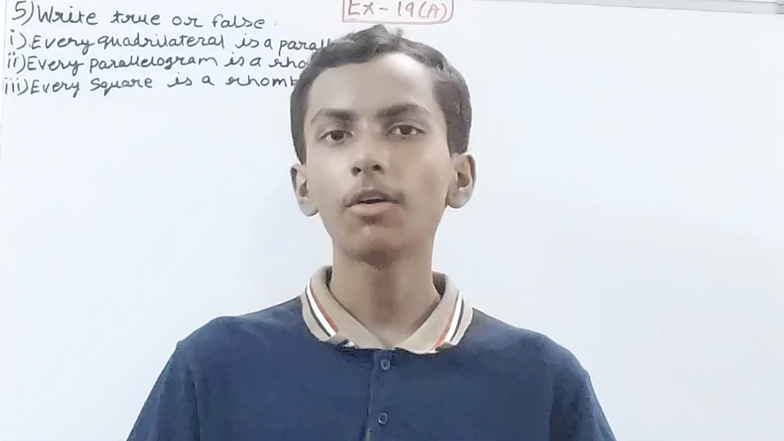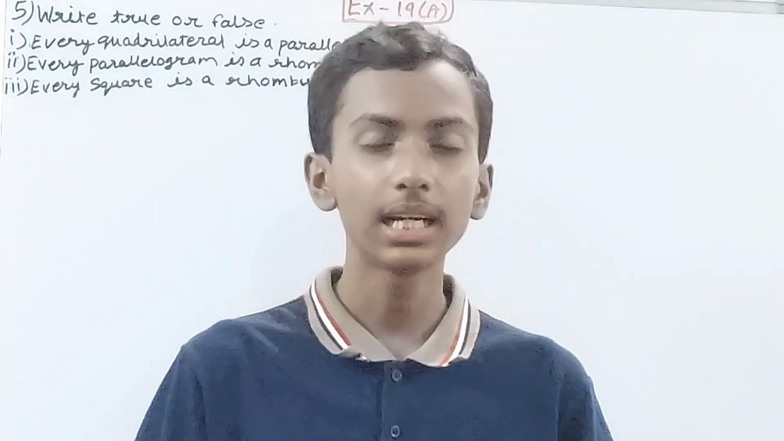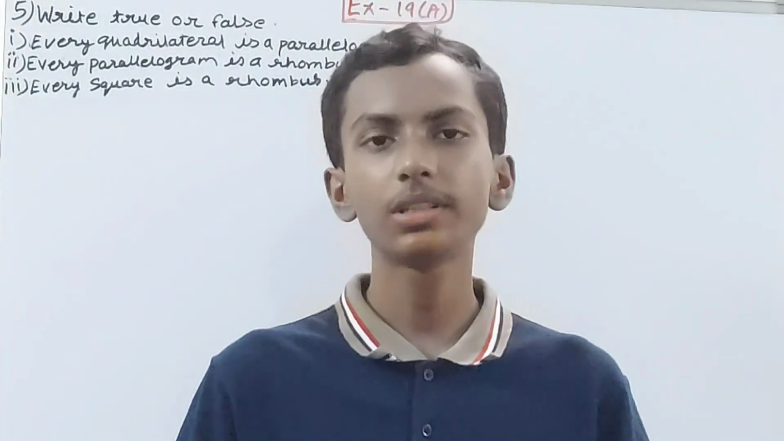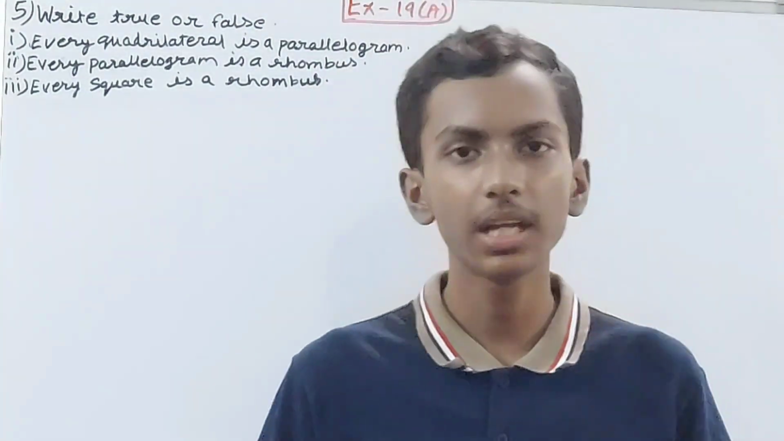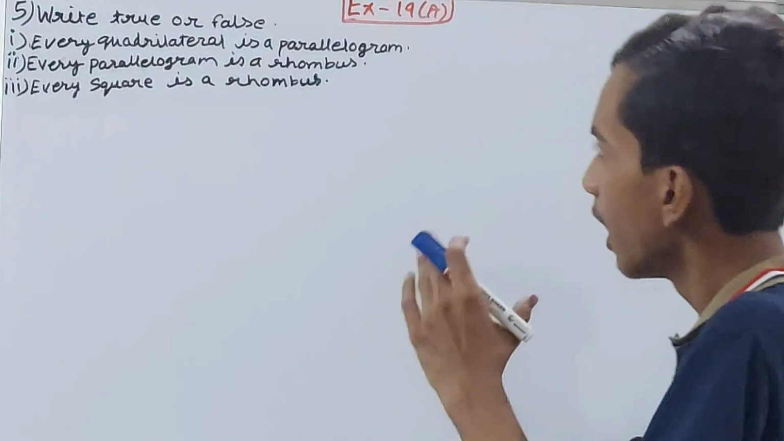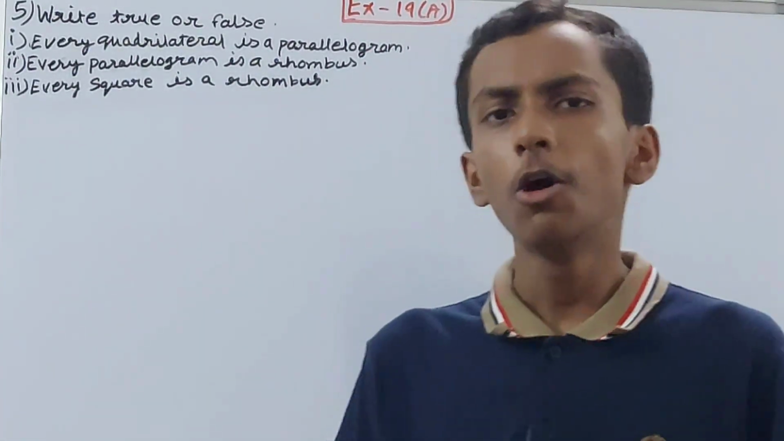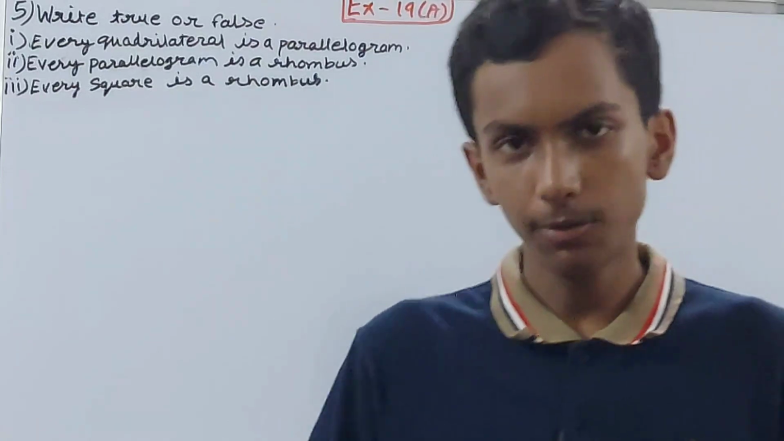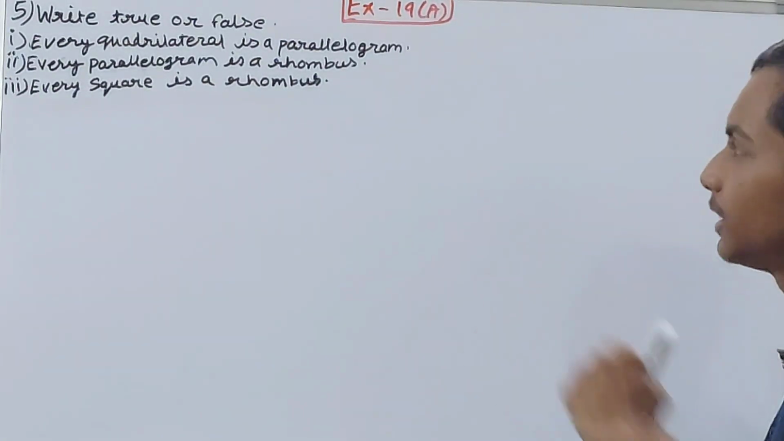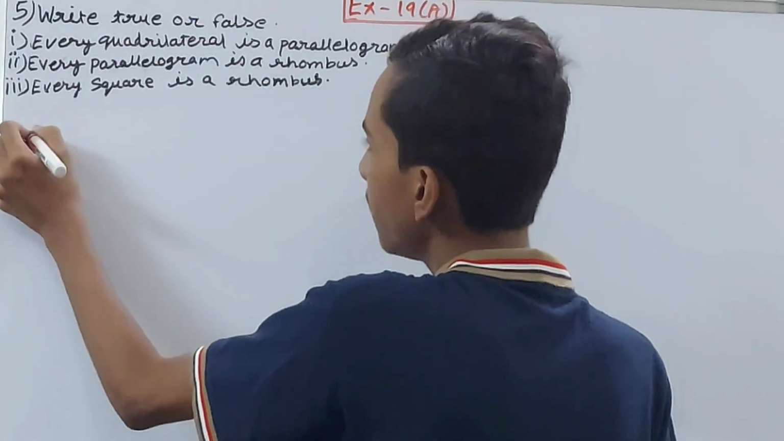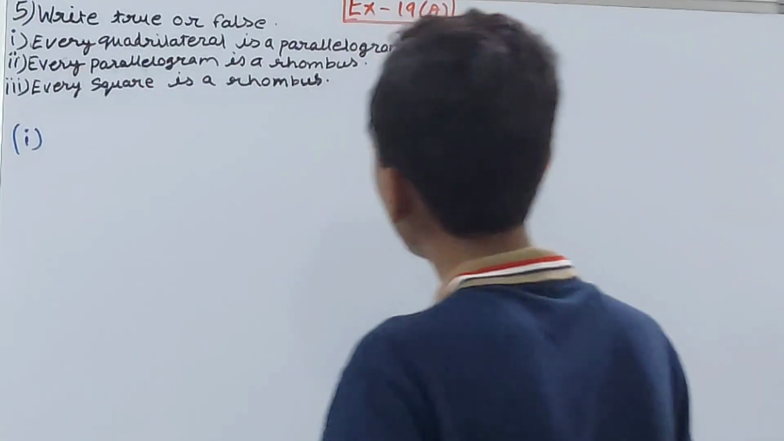In this video, we are going to solve ICSE Mathematics Class 8 Chapter 19 Special Type of Quadrilaterals Exercise 19A. Question 5. Write true or false. We have to tell if these statements are true or false. Okay, fine. Let's read the statements one by one. Every quadrilateral is a parallelogram.